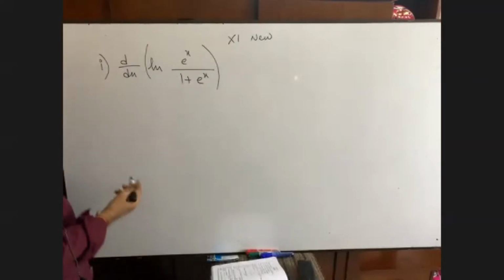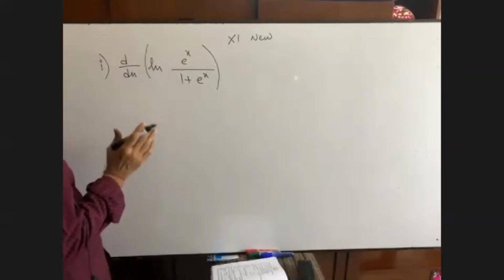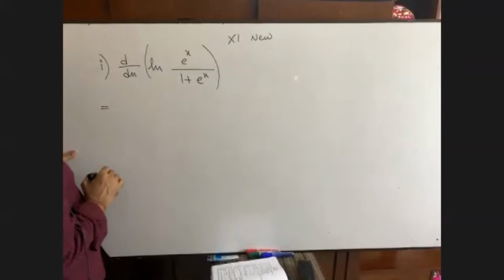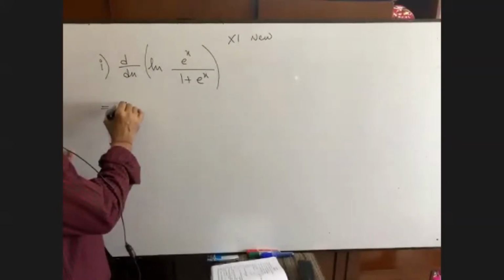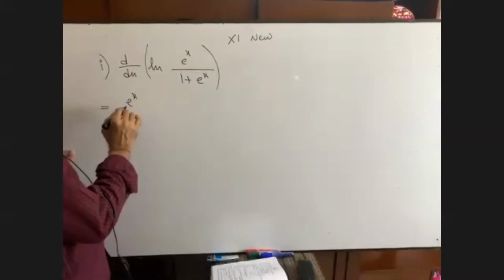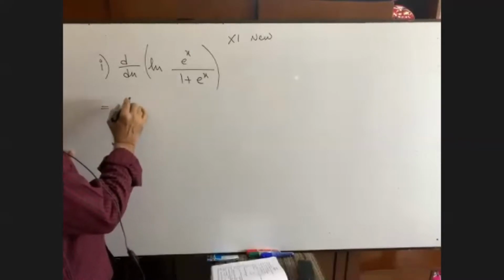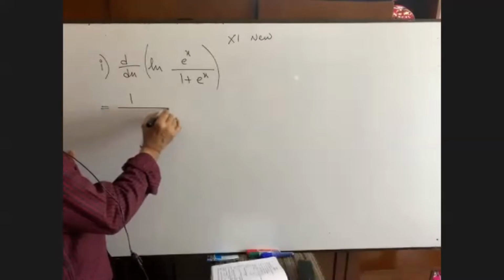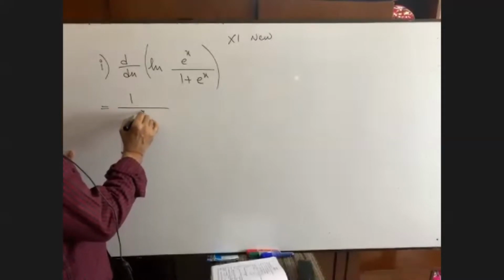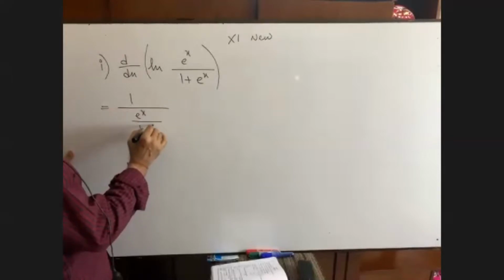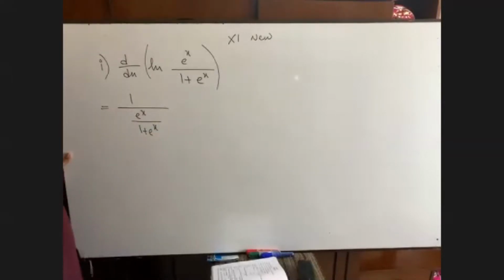Okay, I'm going to do it, or I may be wrong. Anyway, please. Ln x means what? 1 by x. Ln x equals to 1 by x.